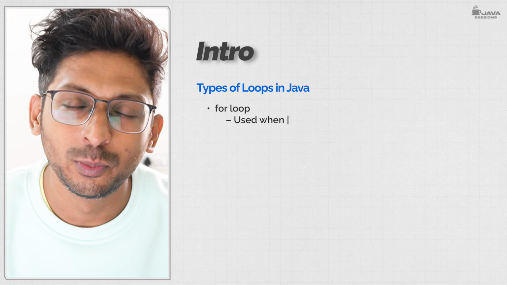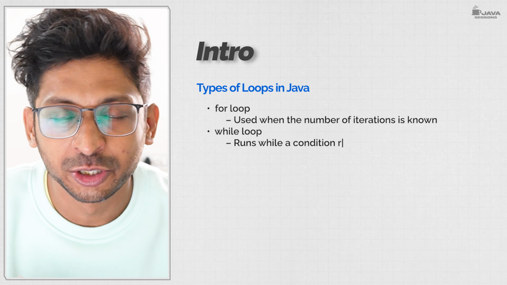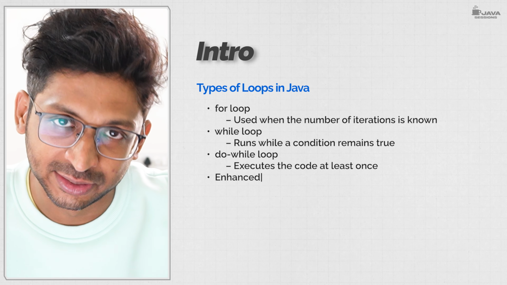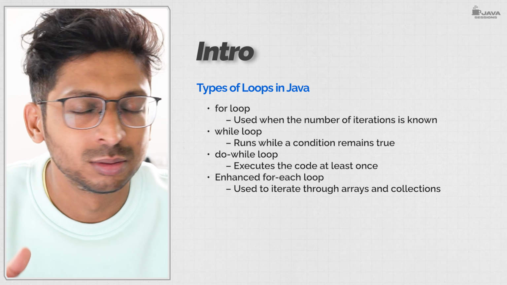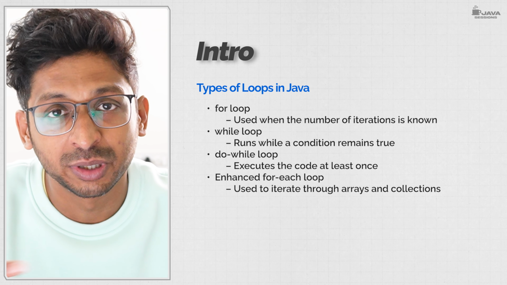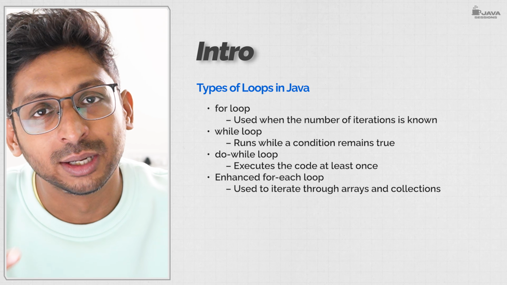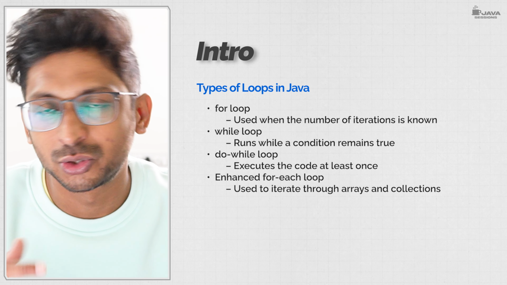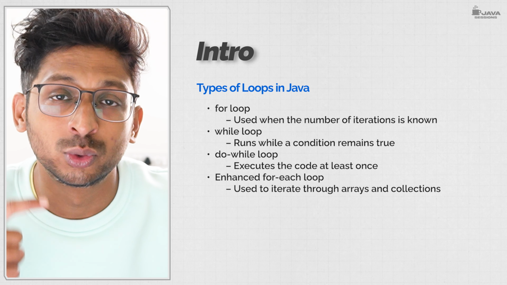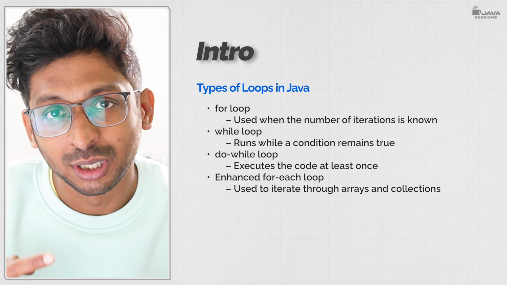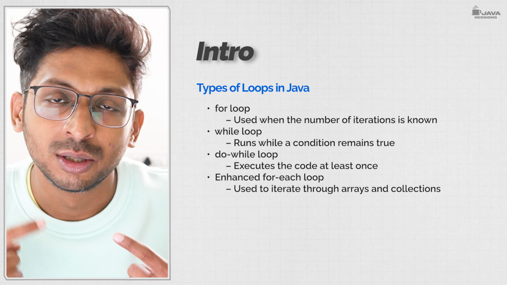The classic for loop, which we can use if we know how many times the block of code needs to be executed or repeated. The while loop, this is where the number of repetitions depends on a conditional statement. And then we have a variation of while, that is a do while loop. This makes sure that the block of code is executed at least once, and based on that condition, again, it is going to repeat that block of code.